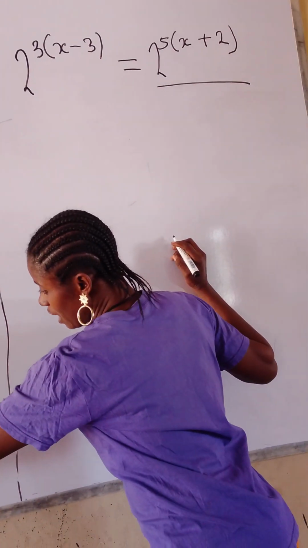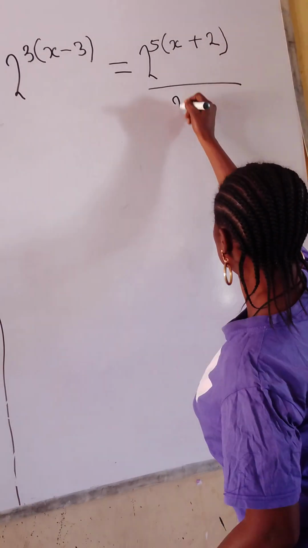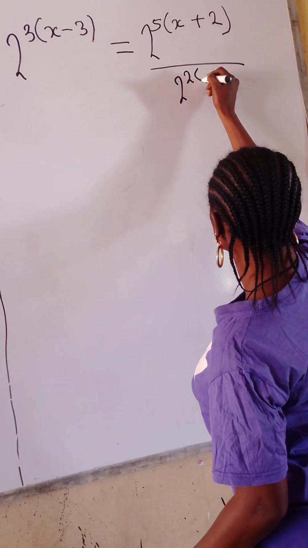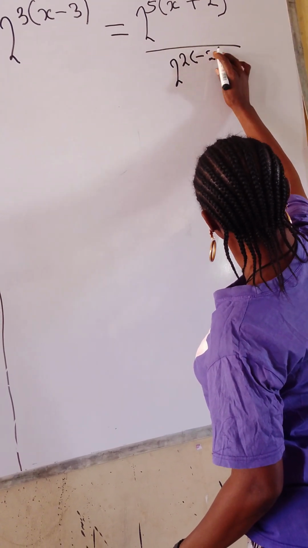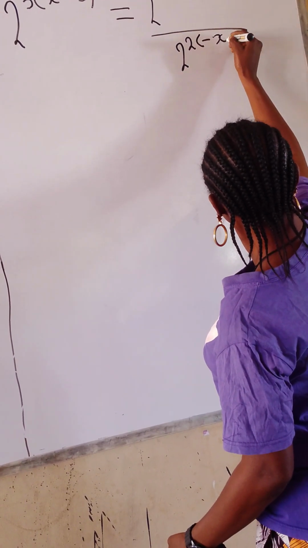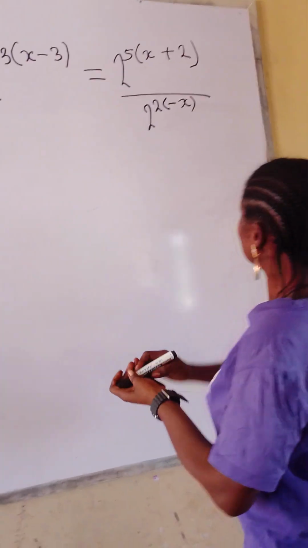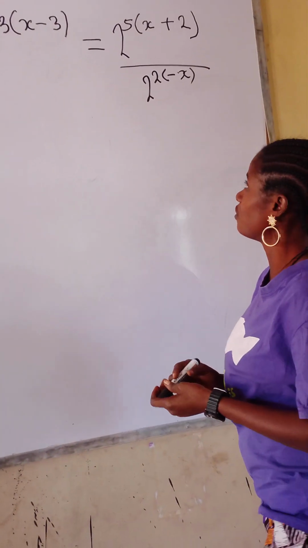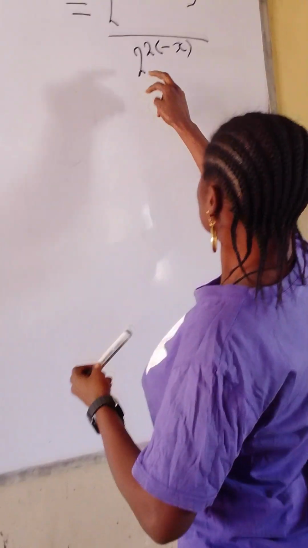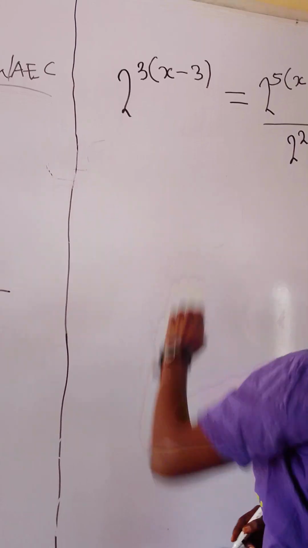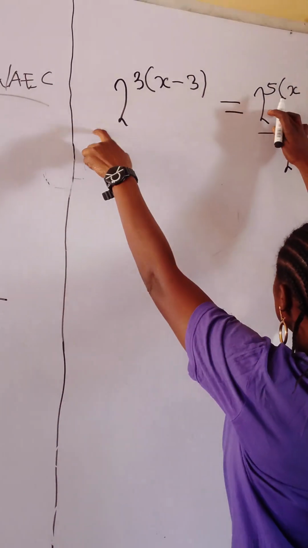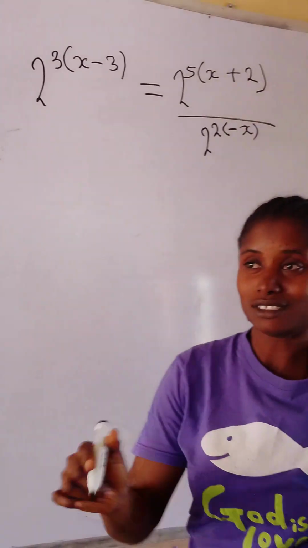Here you don't need to crack your brain. Just say 2 raised to the power of 2 into the bracket of minus x, because you know that 2 times 2 is 4. So from here now, this one will cancel this one. This one too will cancel this one, because these 3 represent the same thing.